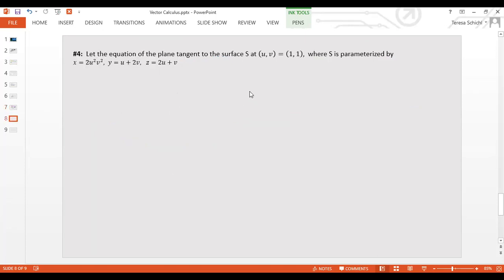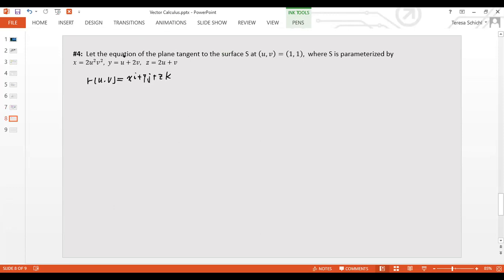The problem says: find the equation of the plane tangent to the surface at (u, v) equal to (1, 1), where S is parameterized by x equal to 2u squared v, y equal to u plus 2v, and z equal to 2u plus v. Now let's take a look. I know r(u, v) is equal to xi plus yj plus zk.